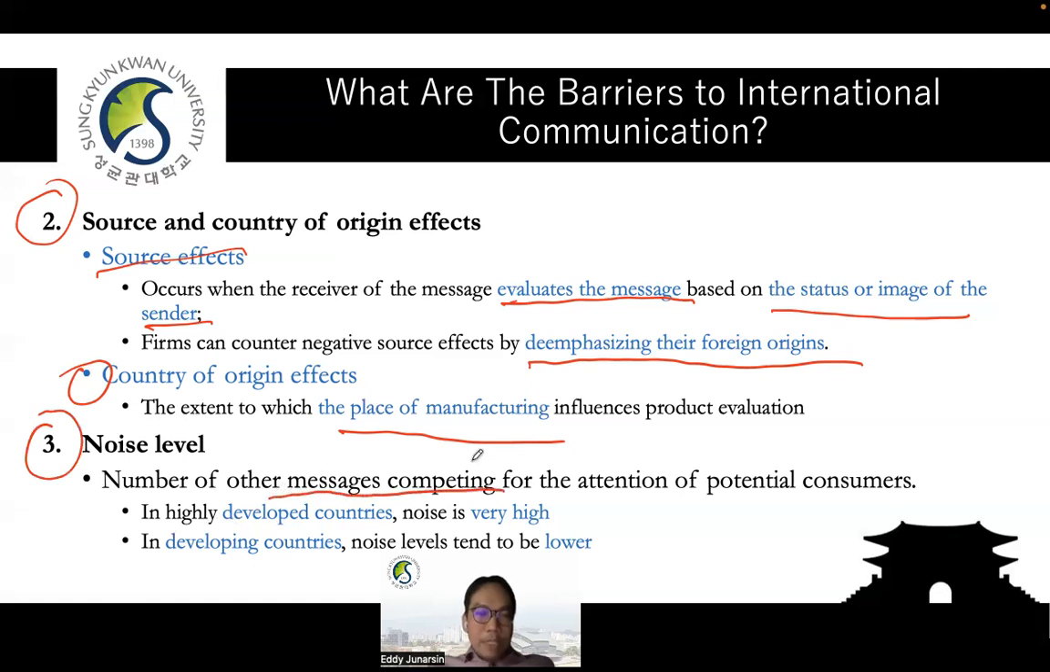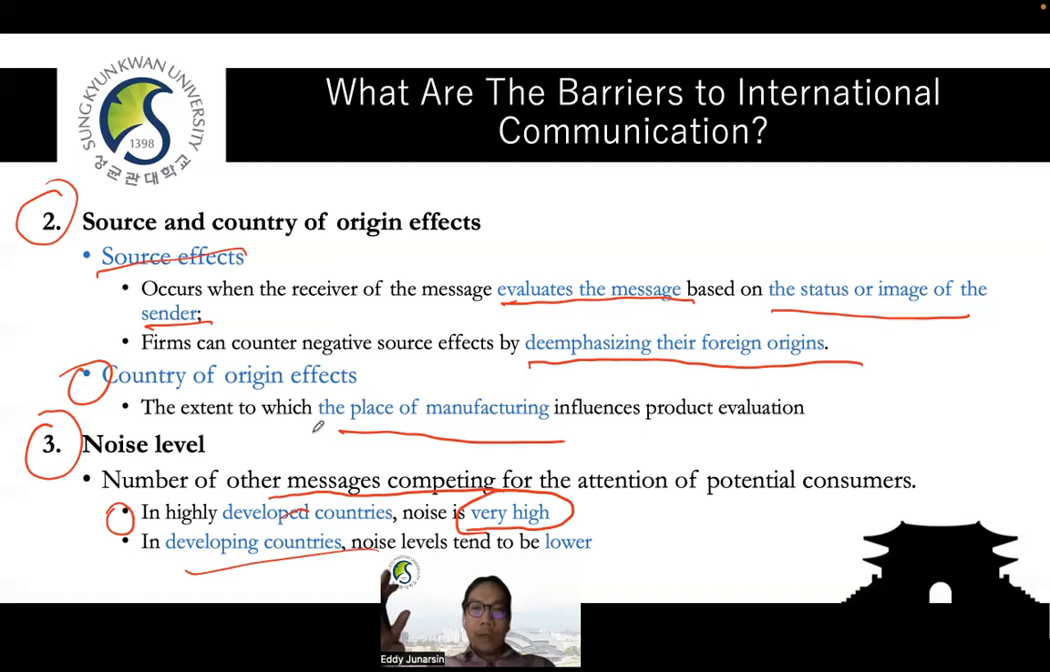We are competing with other messages like comparative advertising, attacking one another, trying to show the weaknesses of the competing products and so on. So yeah, in highly developed countries, this kind of noise is quite high, or higher than in developing countries, because I think in developed countries, especially, they have more freedom of speech. So you could do comparative advertising to a higher extent, right?